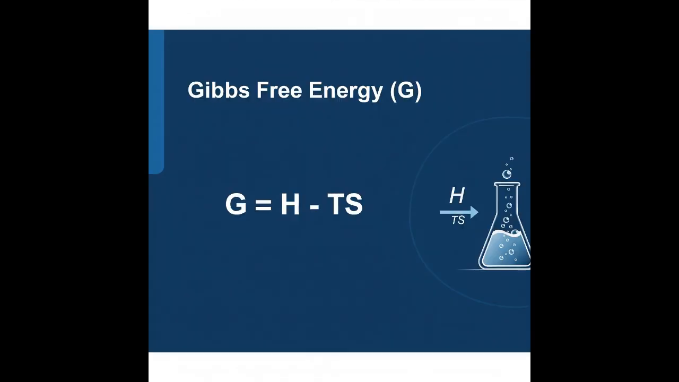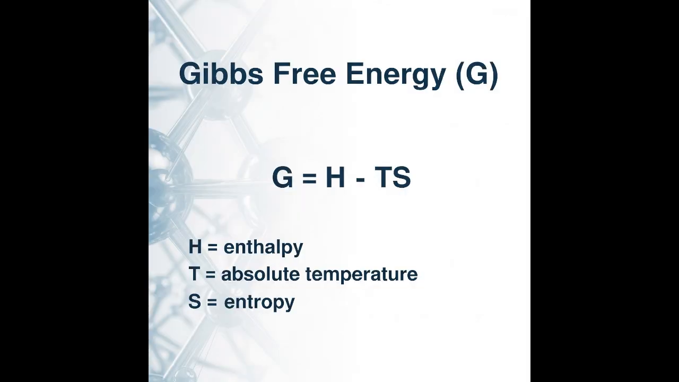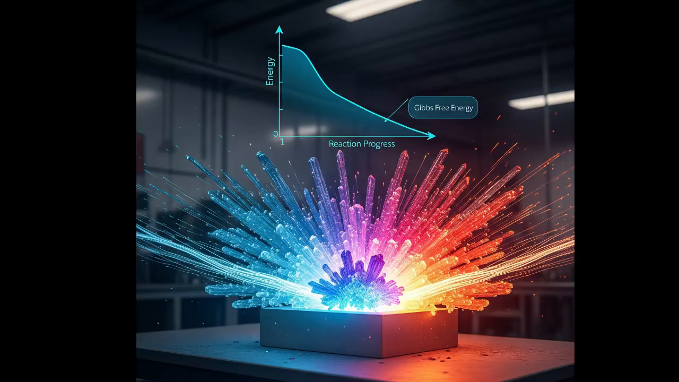Now let's introduce the most important thermodynamic potential for materials scientists, Gibbs free energy. It's defined as G equals H minus TS, where H is enthalpy, T is absolute temperature, and S is entropy. Gibbs free energy is the ultimate criterion for spontaneity for processes occurring at constant temperature and constant pressure, which, as we discussed, are the most common conditions in materials processing.